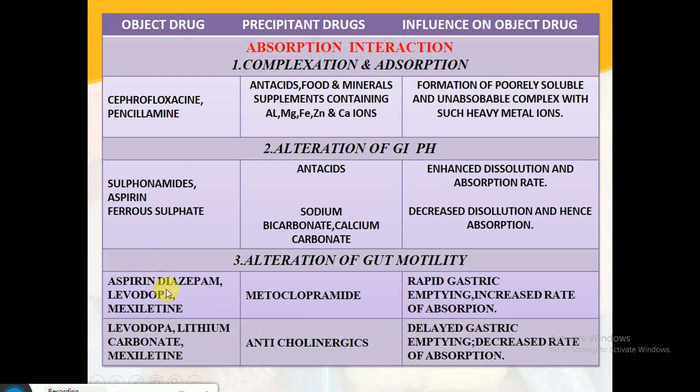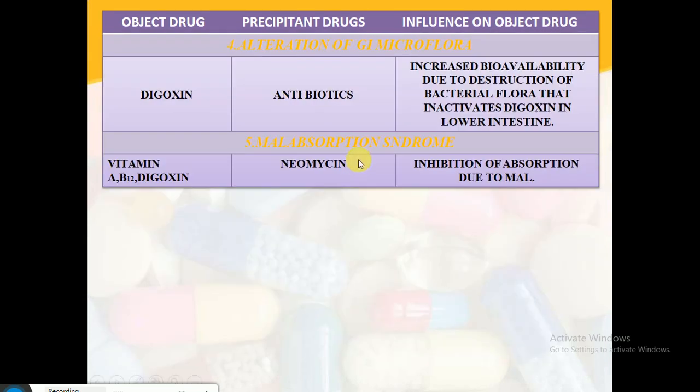You can check it here. In this case, rapid gastric emptying happens, while in this case delayed gastric emptying occurs. In this case the absorption rate is higher, and here the absorption rate is slow. Now once again, this is the object drug, this is the precipitant, and this is the influence on the object. The fourth one is alteration of the gastrointestinal microflora.